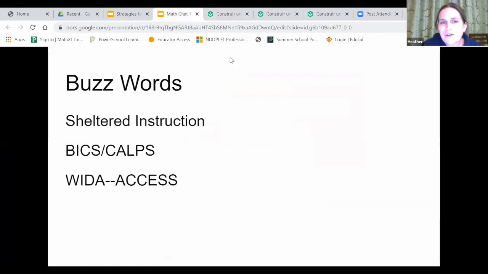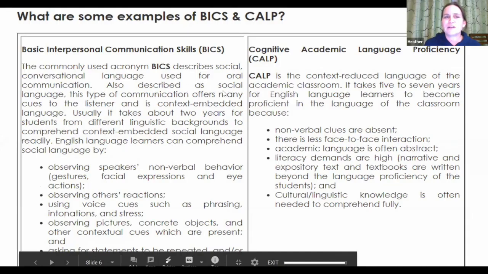I wasn't sure what kind of background, if there were any questions on any buzzwords that you've heard. You may have heard people talking about BICS and CALP before. Students that seem like they speak English but are still struggling with academic language could be just used to or proficient with everyday, common language, and being able to communicate in a content level class is much different. There are not as many cues for them, less face-to-face interaction, more complicated words.